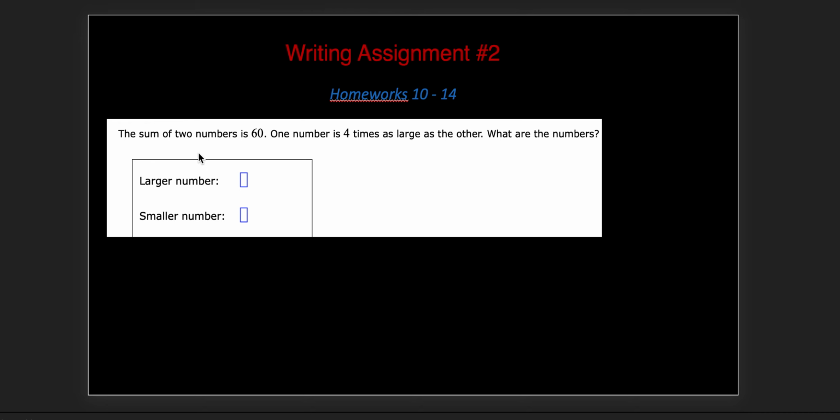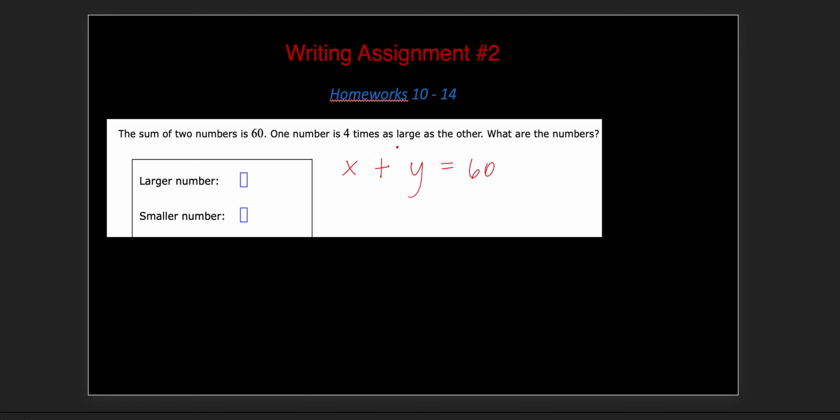Here, the sum of 2 numbers is 60. One number is 4 times as large as the other. What are the numbers? So we were working with systems of equations, so we can set these up. So the sum of 2 numbers is 60, so we can translate that exactly into math. So sum means plus, and the sum of 2 numbers like x and y, you can say a and b, whatever, means equals 60. So that first sentence translates to x plus y equals 60.